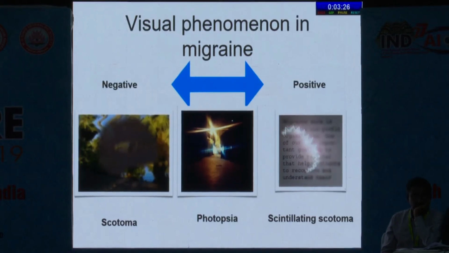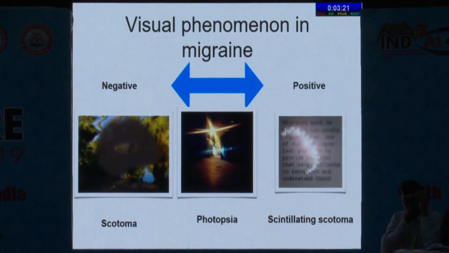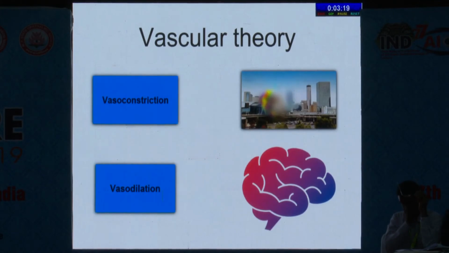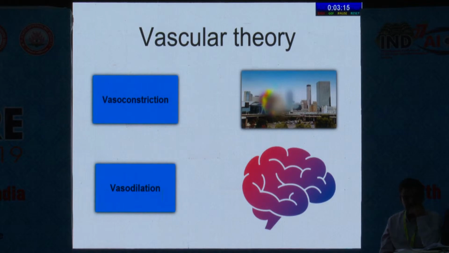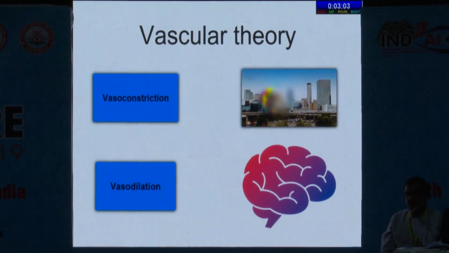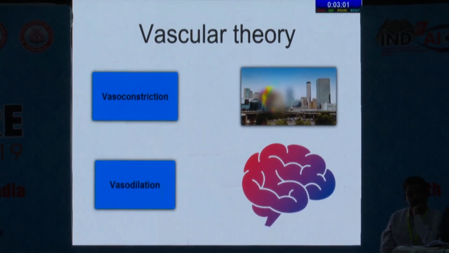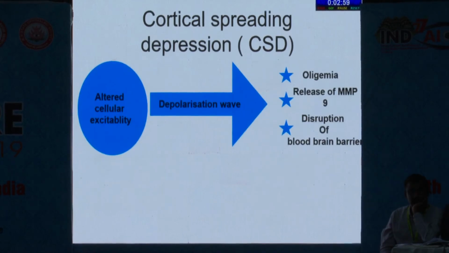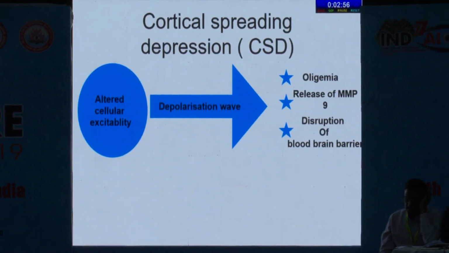Visual phenomena associated with migraine can be either negative or positive, like scotomas, photopsias, and scintillating scotomas. There are two theories which have been proposed for the cause of visual field defects in migraine. One is a vascular theory, in which the initial vasoconstriction phase causes a scotoma, and the following vasodilatation causes the headache, and the pain is due to the stretching of trigeminal nerve fibers associated with pial, dural, and meningeal vessels.